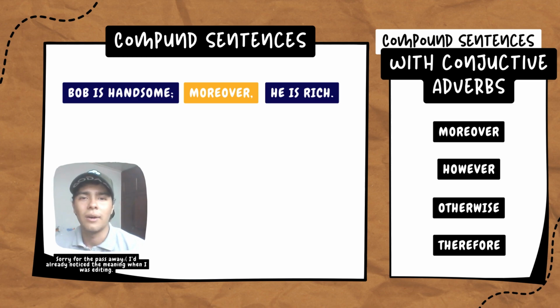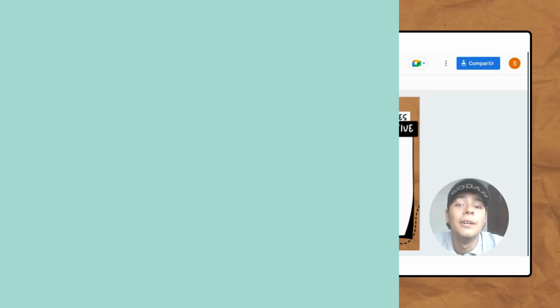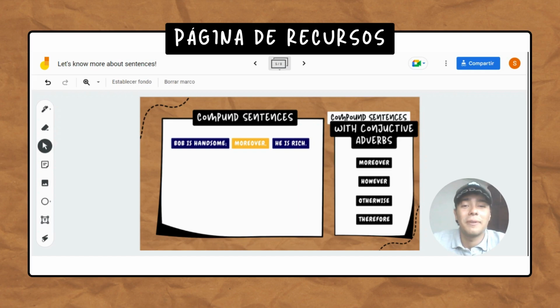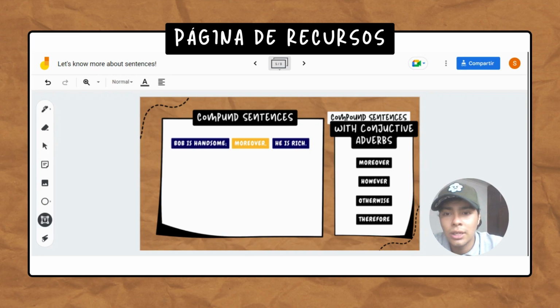So here we have, Bob is handsome, moreover, he is rich. Moreover is a conjunctive adverb, as are however, otherwise, and therefore. So now I'm going to ask you to create your own sentences with this compound sentence. Now that you're here again on this web page, let's see the sentence that we had in the last slide. Bob is handsome, moreover, he's rich. So now we're going to be adding a new one.